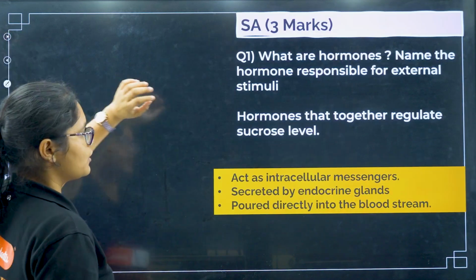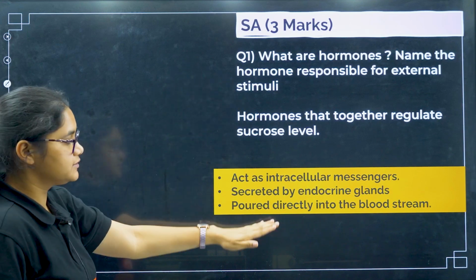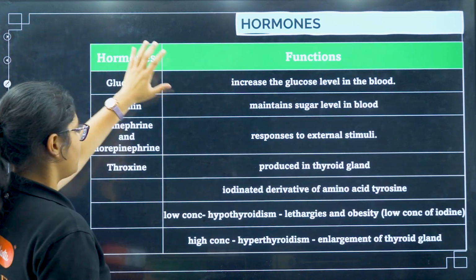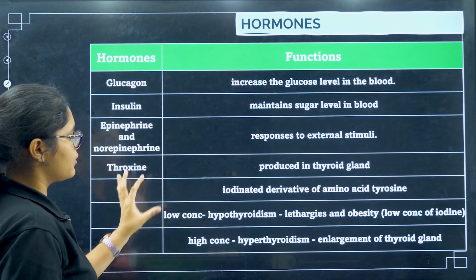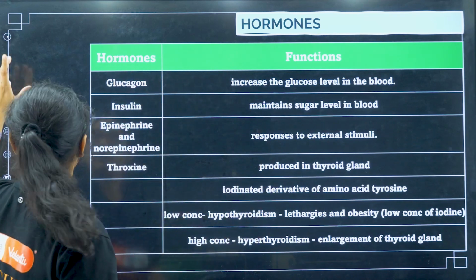Coming to biomolecules, what are hormones, you should be knowing hormones, functions, and this table is very important. So this can be asked in MCQs or in a 2-marker question, the different hormones and their functions, okay.